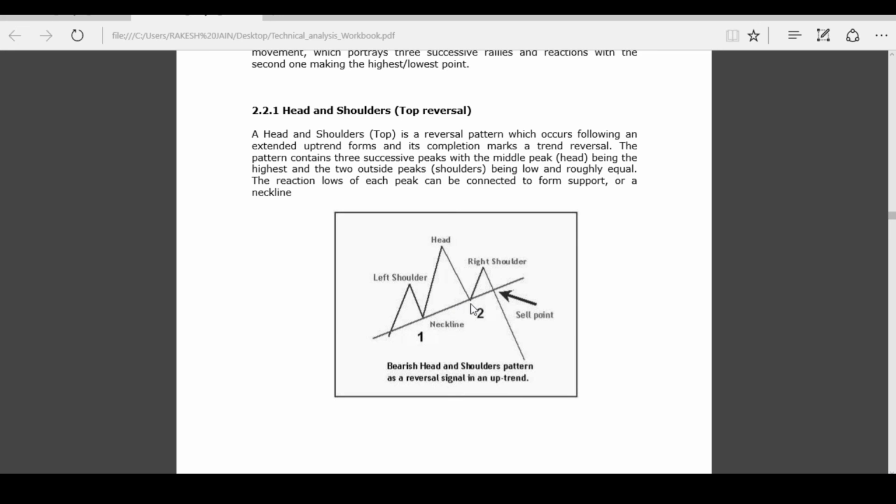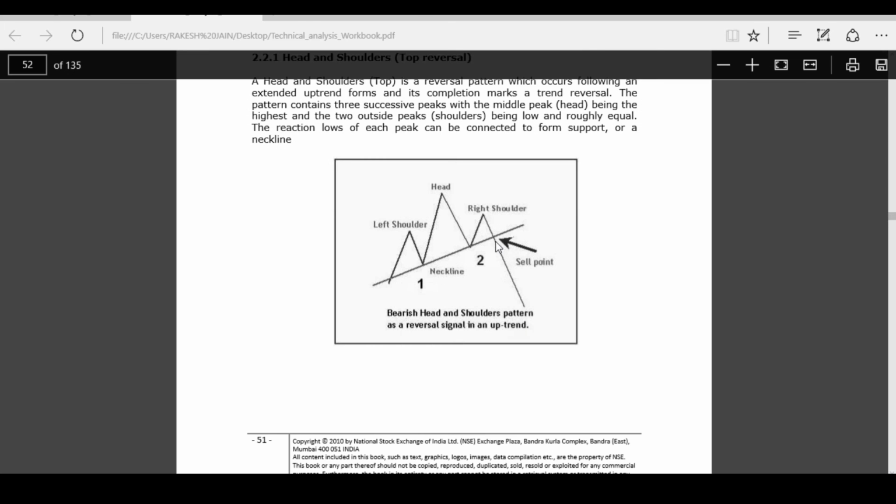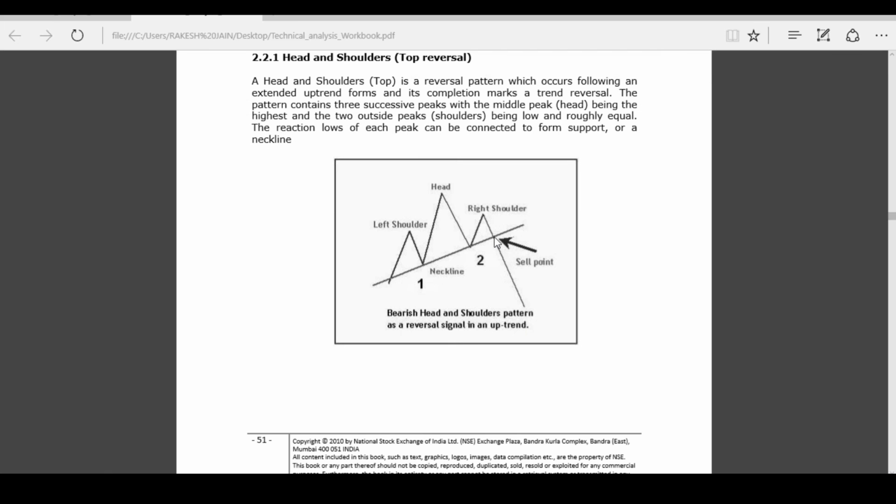Now you expect at least X, the distance between the head and the neckline. That much is your expected target. For this, I'll better give you an example. Say in this case the close is below 595, around 593 on this day. The high of this day was say 600. So below 593 tomorrow, you will short. Okay, clear till here?